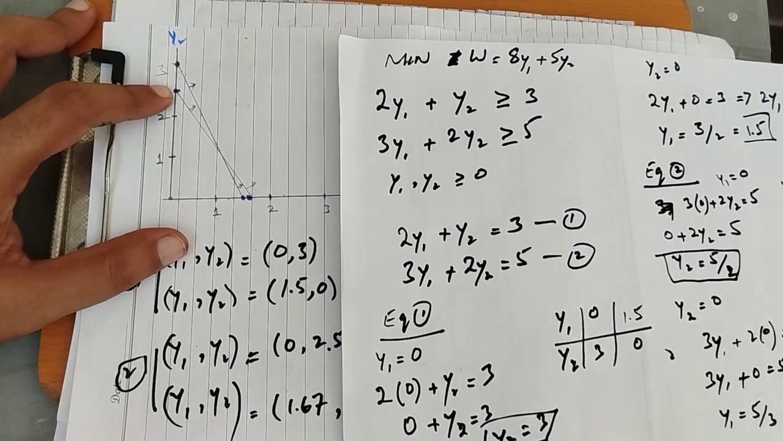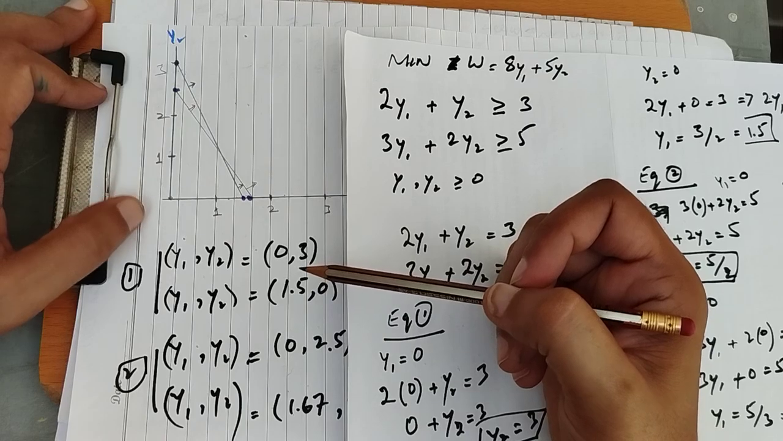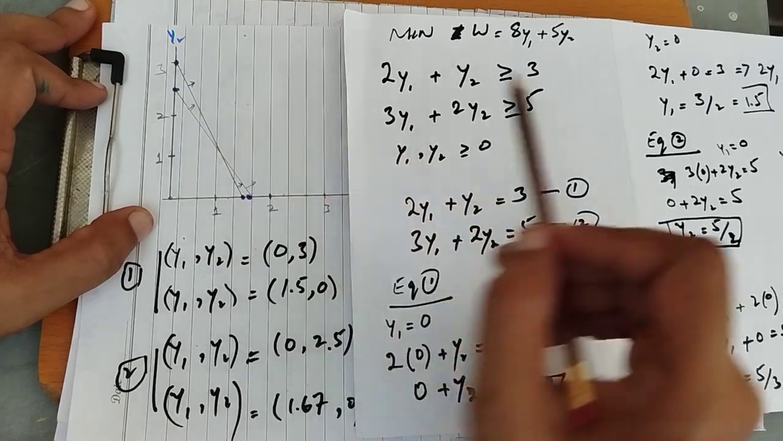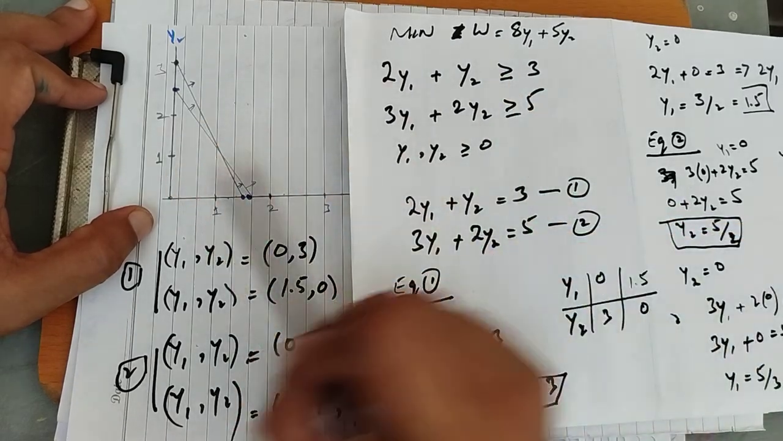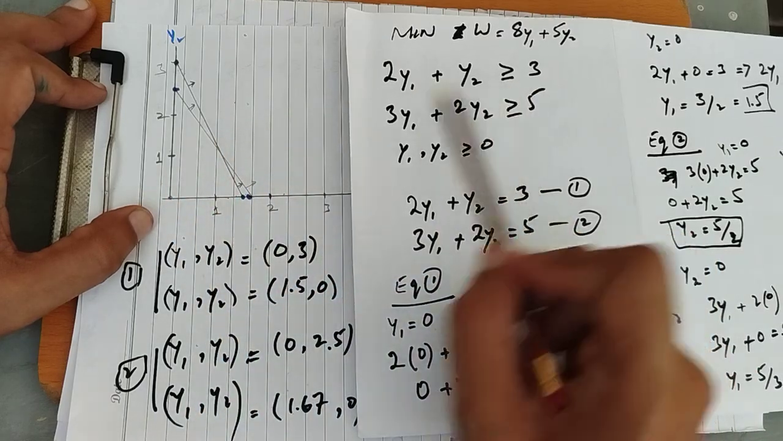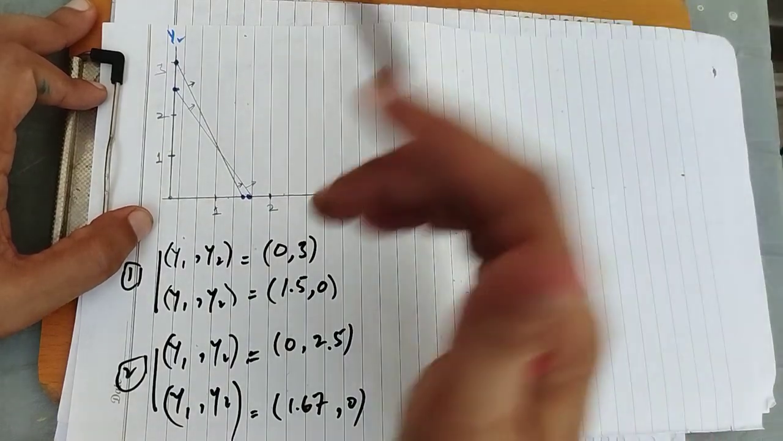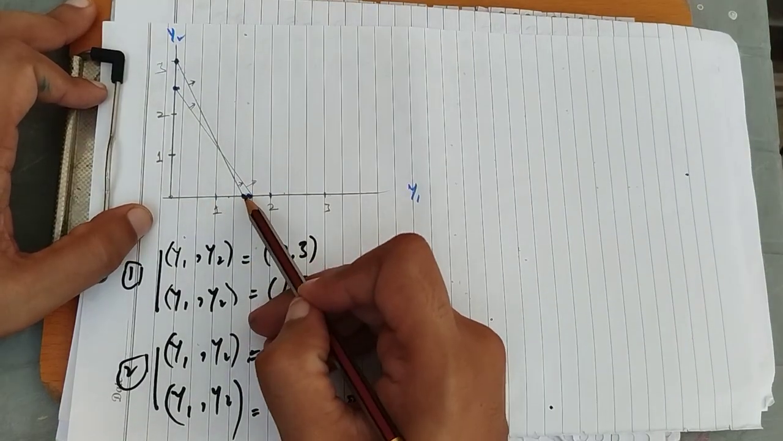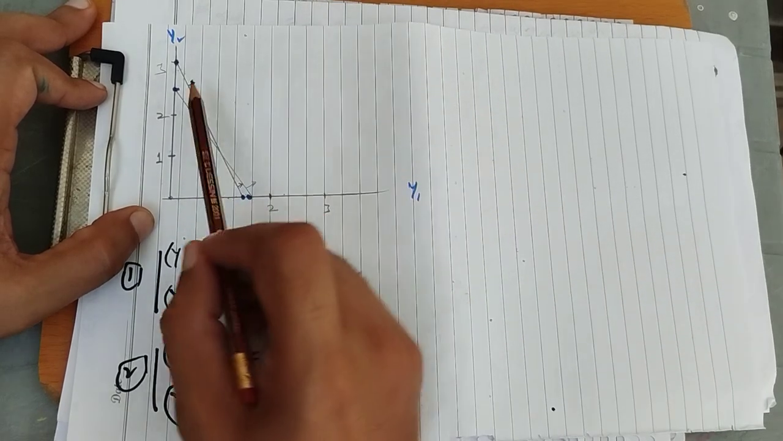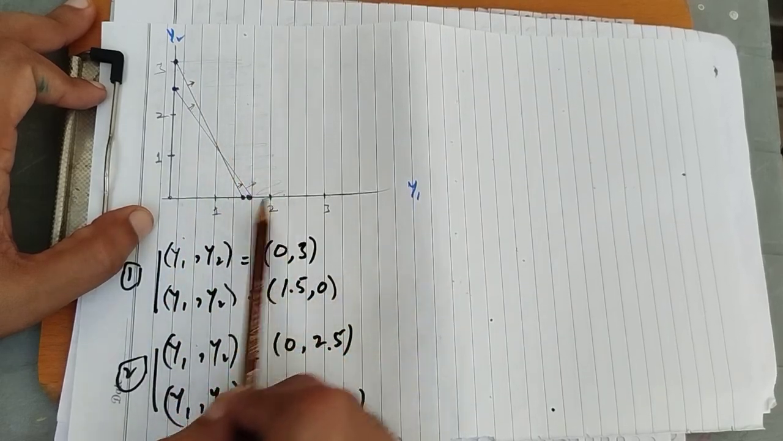Okay, so which one is the common region, the common feasible area? Let's see. Because it is greater than, it is outwards. It is not inwards. If it were lesser than, it would be inwards. So we have made it outwards. So you see which one is the common one. Is this the common one? No. Is this the common one? No. So this one is the common one.